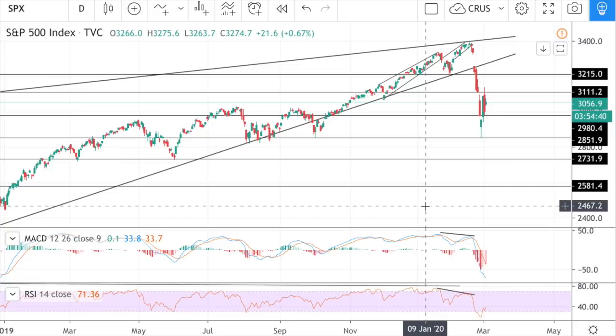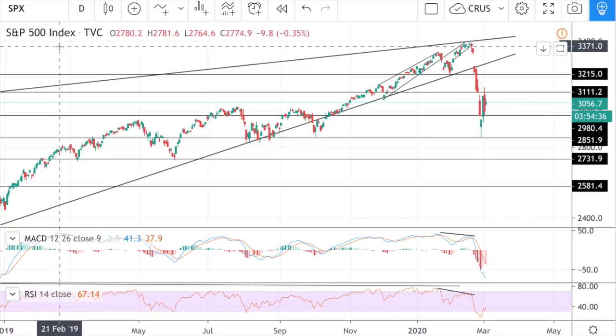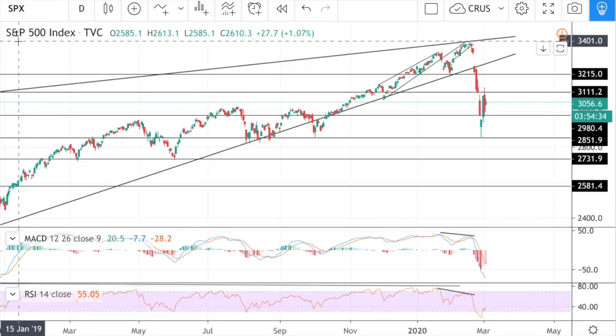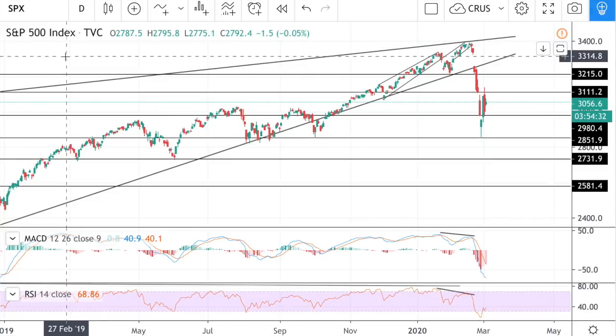Hi ladies and gentlemen, this is Game of Trades and this is going to be a technical analysis of the S&P 500. So things are starting to get very interesting in the markets.